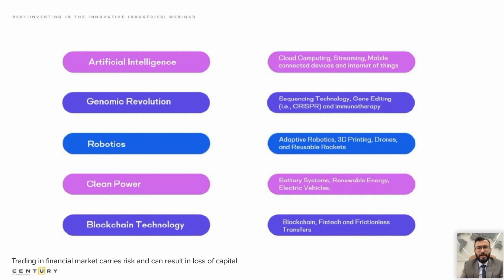Even those companies which are creating infrastructure for 5G can be benefited. So these are few sectors. Now, how you can actually invest into this?